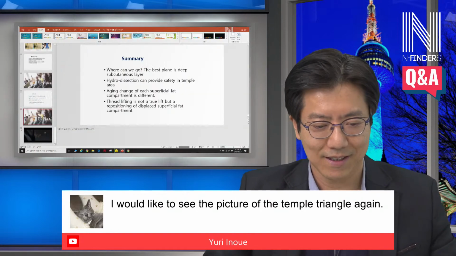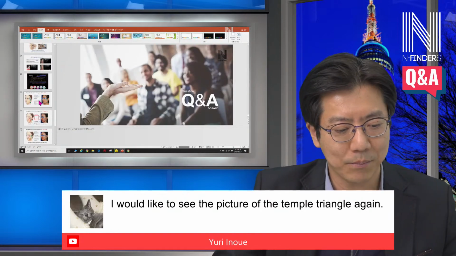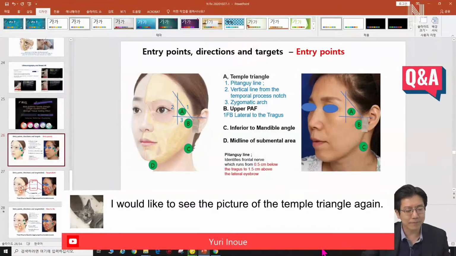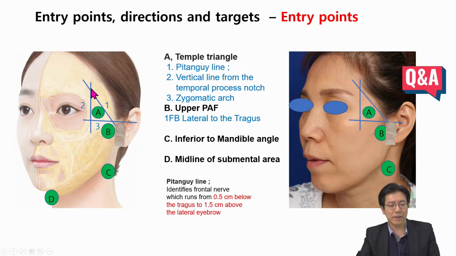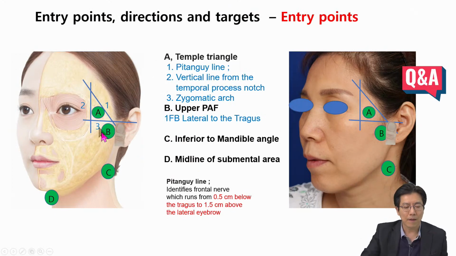Okay, I'm going to show the temple again. So this is my temple triangle entry point. This is the Pitanguy line. The Pitanguy line runs from 0.5 centimeter below the tragus, here, to 1.5 centimeter above the lateral eyebrow, here. So we can draw the line, and this is the Pitanguy line. The facial nerve follows this line.